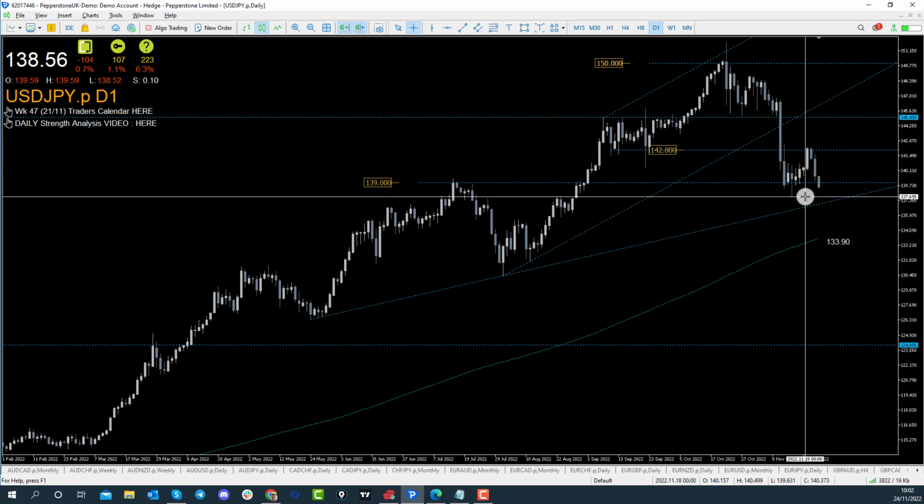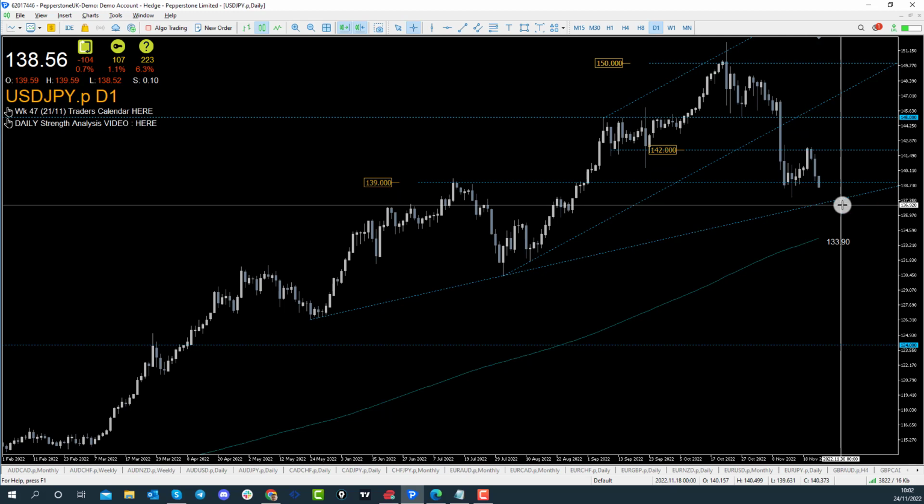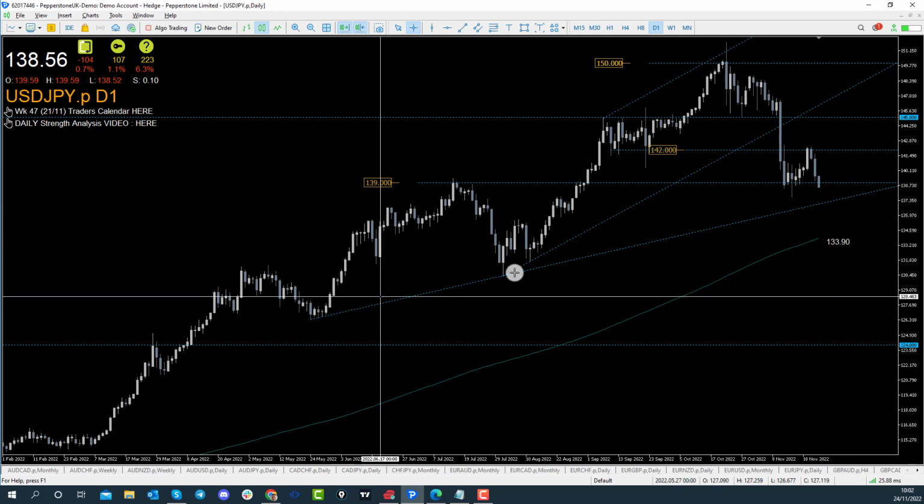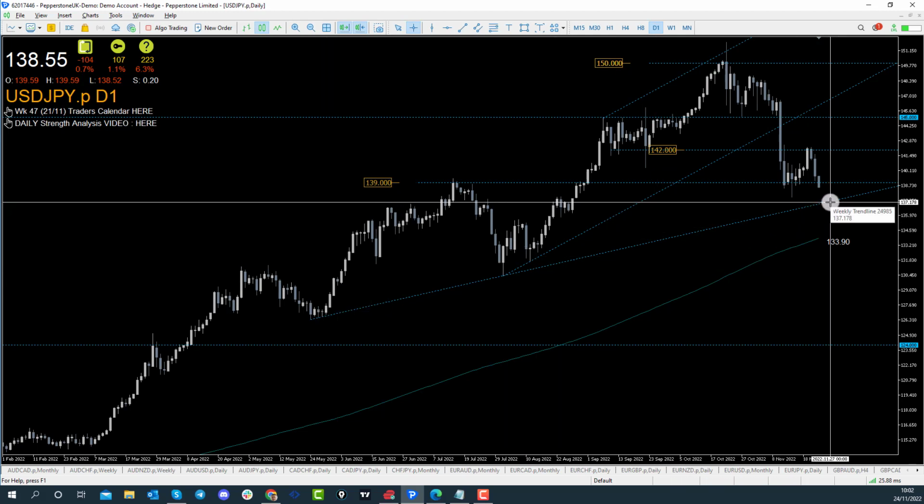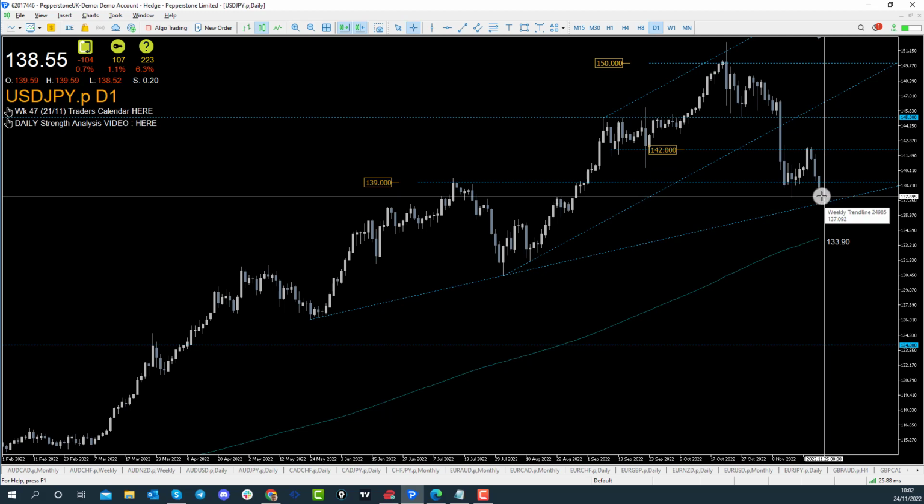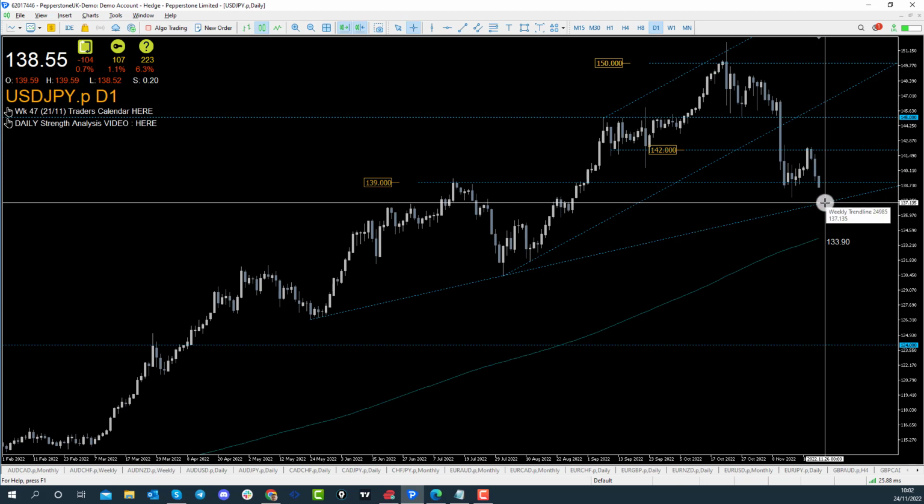Well, previous lows rest at the 137.70 handle, but we also have this trend line running through here, which is where I'm expecting price to come and retest, around about the 137 handle. So I think price may want to retest this area here.